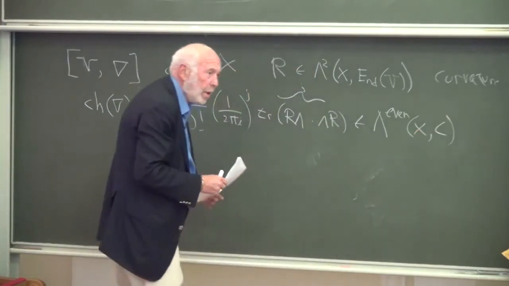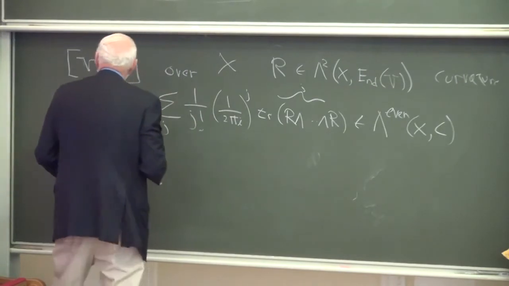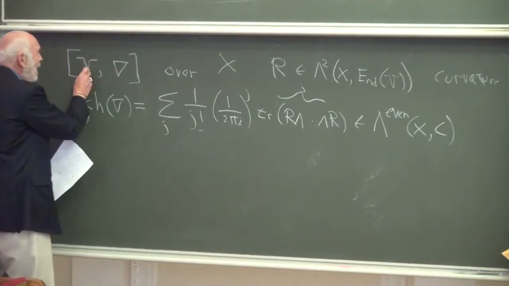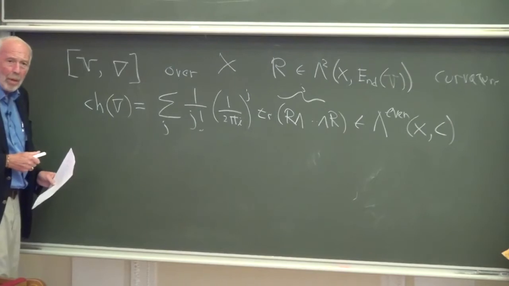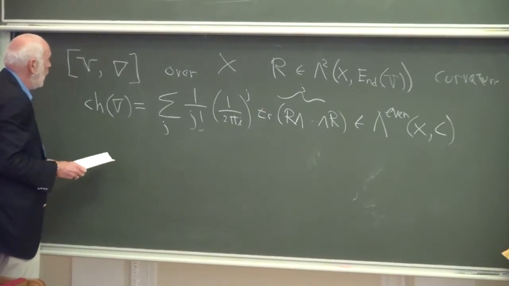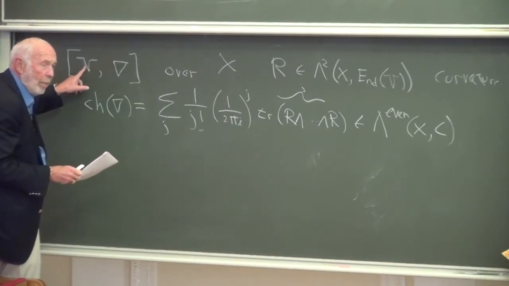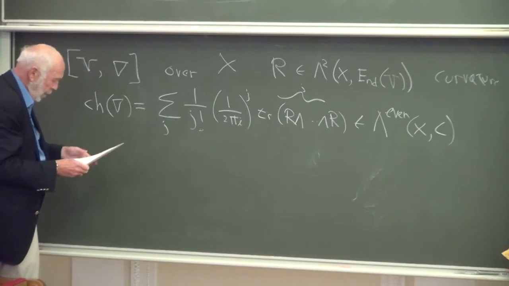Complex coefficients. V is a complex bundle, you said? Yeah, I didn't say it, but I should have. V is a complex vector bundle. Del is a complex linear connection. And this is a connection, right. This is a complex vector bundle. This is the Chern character.